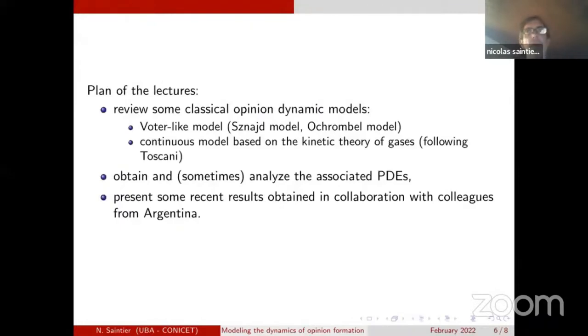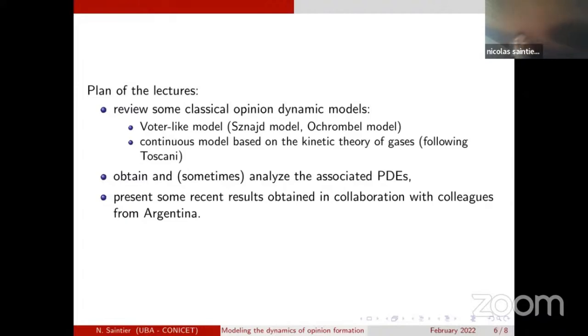Okay, so the plan of the lecture: what I would like to do is show you two very classical models of opinion formation that were published like 10 or 15 years ago, more or less, and see how you can treat them from a mathematical point of view. But we'll do things quite informally, heuristically, just to see what kind of equation we can expect at the end.